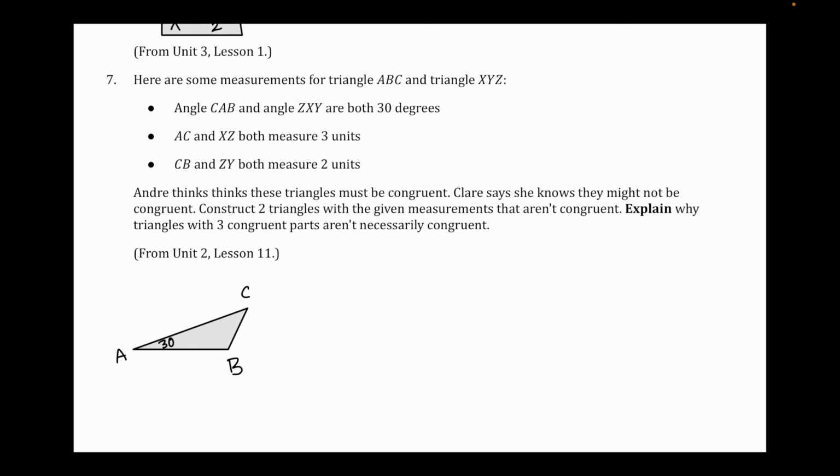AC and XZ both measure 3 units, so I'm going to write 3 here, and CB measures 2 units, so I have 2 units here.